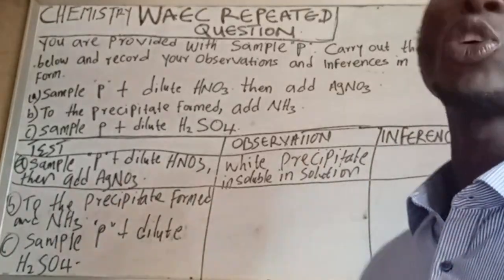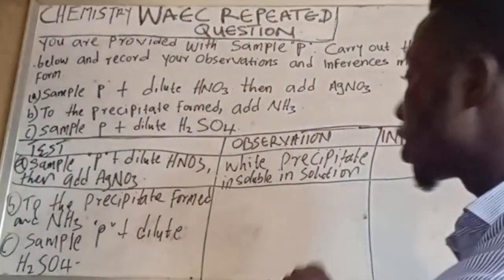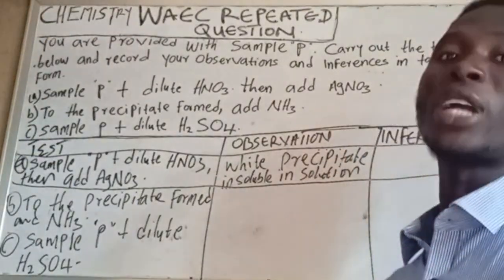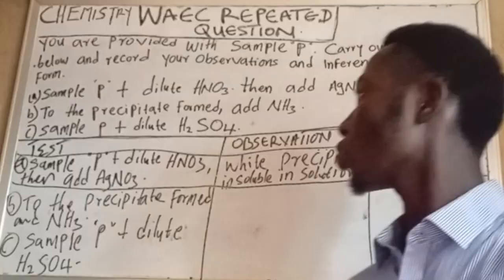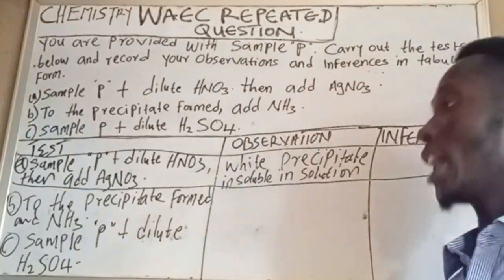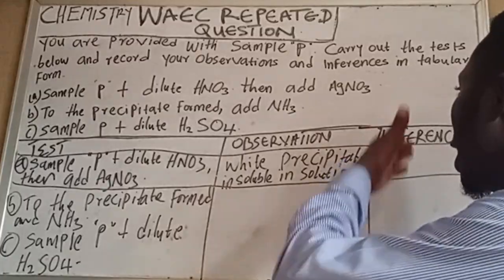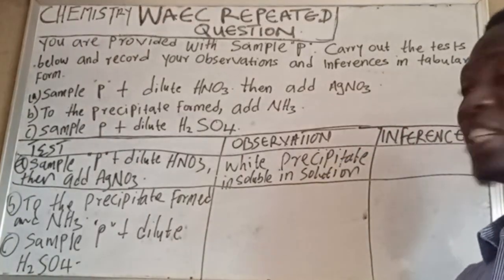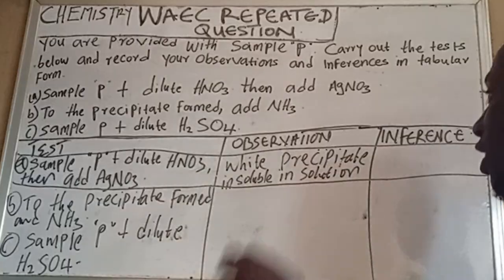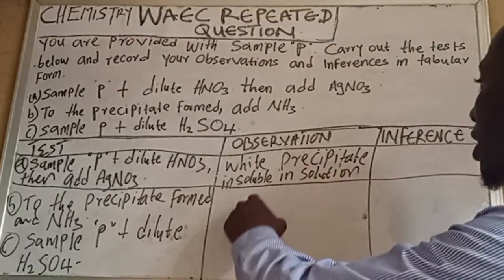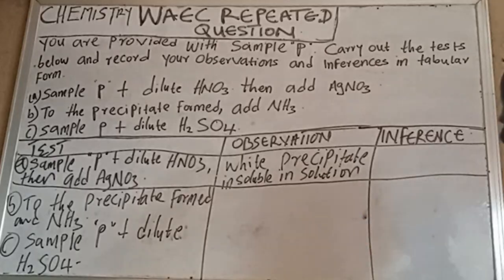Now this is where mostly students think it is guesswork, but inference, they don't guess. For those of you that want to learn chemistry, let me explain it for you. For some of you that just want to pass this exam, it's good for you, but it's not bad to understand how you get inference. You get inference from your observation. The observation said white precipitate insoluble in solution.